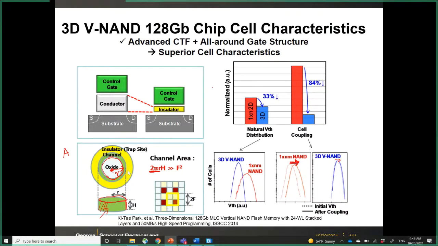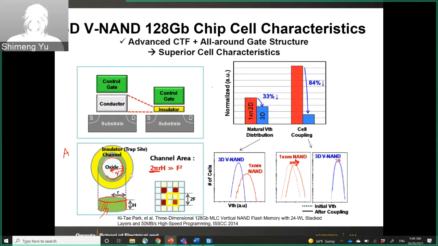And also, the distance between the cells is relaxed, for example, in the 3D structure. So here, typically from layer to layer, we have 30 nanometer to 40 nanometer distance. So the coupling is also reduced. Therefore, the cell-to-cell interference is reduced. And in the 2D case, as we discussed, this is only like 18 nanometer or even 15 nanometer today. So the cell-to-cell coupling capacitance in the 3D case is relaxed.